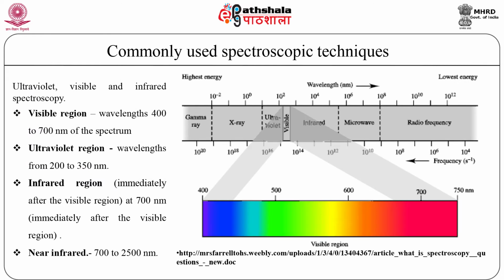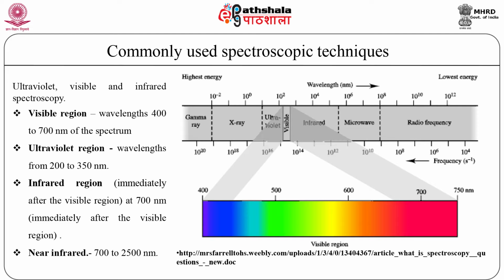Ultraviolet, visible and infrared spectroscopy are the most commonly used spectroscopic techniques today. The visible region is from 350 to 700 nanometers of the spectrum, whereas ultraviolet radiation is commonly defined as the wavelengths from 200 to 350 nanometers.